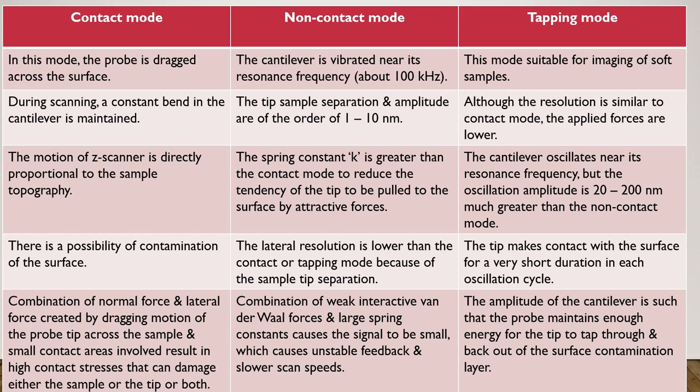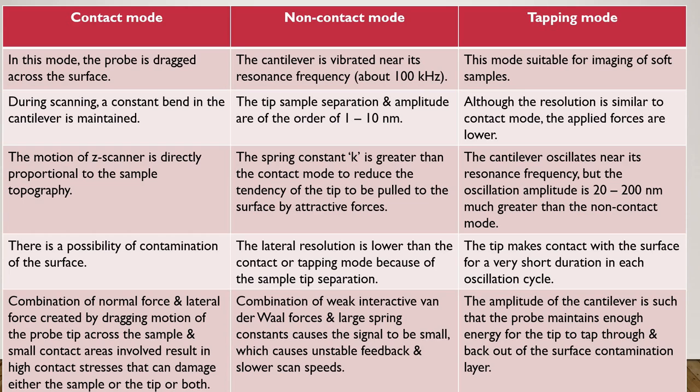As the topography of the sample changes, the Z scanner moves the relative position of the tip or the sample to maintain a constant deflection. The motion of the Z scanner is directly proportional to the sample topography. Using this feedback mechanism, the topography of the sample is mapped during scanning by assuming that the motion of the cantilever directly corresponds to the sample topography.